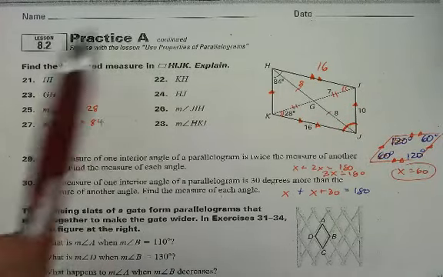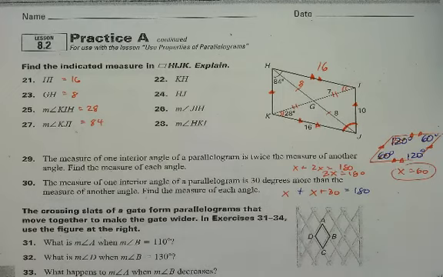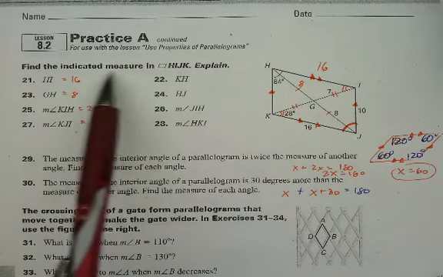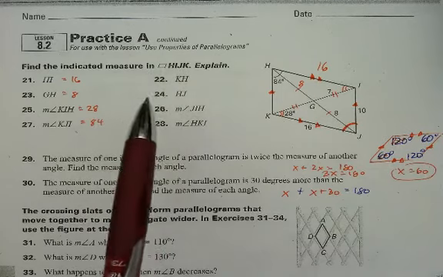This is practice A for section 8.2. I had already recorded this lesson and something happened, so that's why the numbers are already here. They're telling us to find the indicated measure in this parallelogram, HIJK.